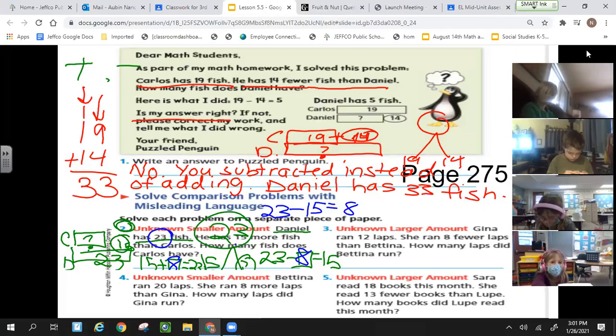Let's look at number 2. Gina ran 12 laps.